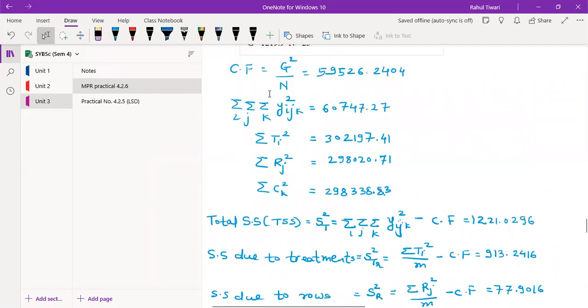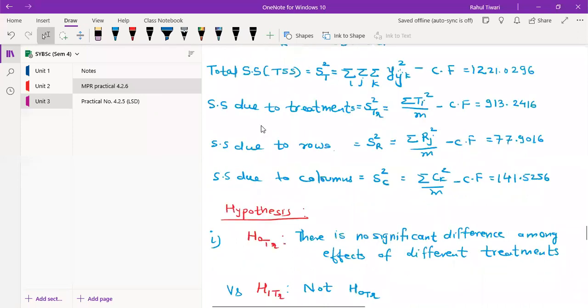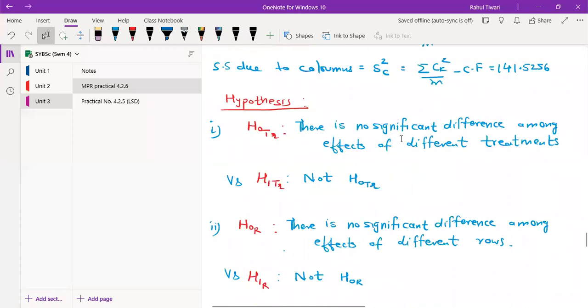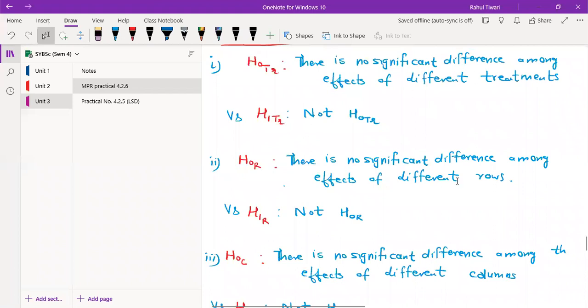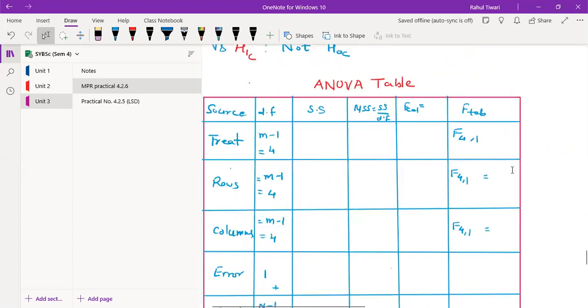So it is a very simple task, calculating all these. If you have correctly calculated all the summations, row summation, treatment summation, column summation, then you can apply your usual sum of square formulas and get these answers immediately. And then define the three hypotheses: one for the effects of different treatments, one for the effects of different rows, and another for the effects of different columns. Then you can prepare the ANOVA table, also known as the analysis of variance table.